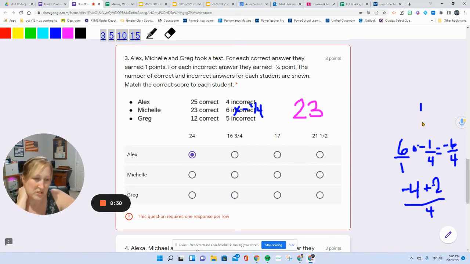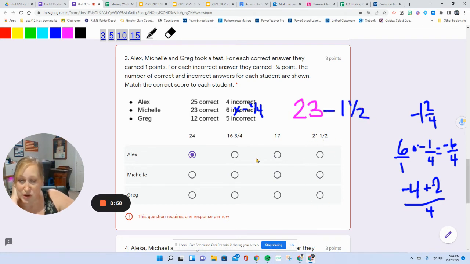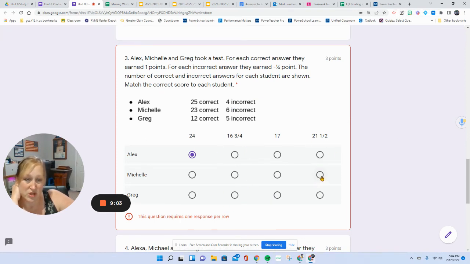So 6/4 is 1 and 2/4, or 1 and 1/2. And I know that's a little bit more complicated. Yes, you can use decimals if you want to, but considering we're dealing with fourths, we know it's probably going to be one of these two. We're left with 2/4. I'm hoping you recognize that that will be the 1/2. So 23 minus 1 and 1/2. I've got my answers narrowed. Yay. So it means it's this one. So Michelle got this.